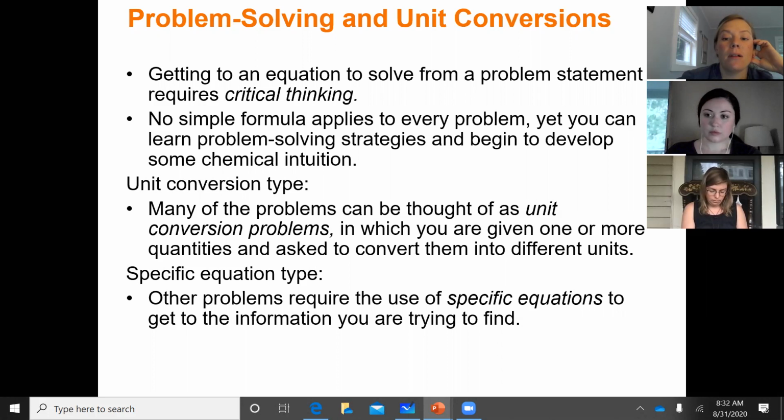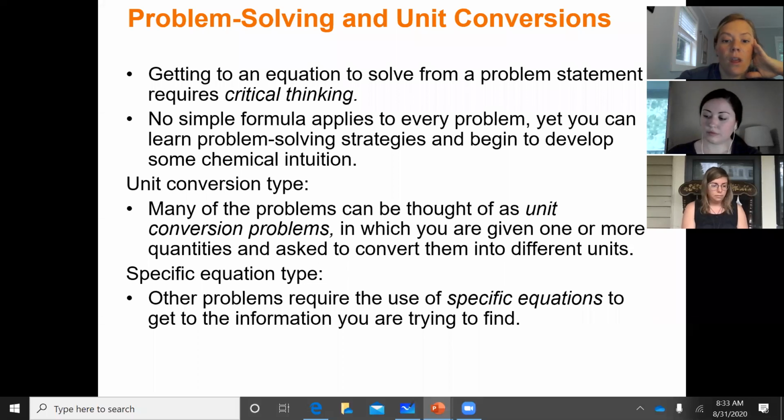So many of the problems throughout this class can really just be thought of as unit conversion problems. It's going from one unit to another unit. That's what a lot of this class is. You're given one or more quantities and asked to convert them into a different set of units. There are some situations where you have a specific equation and you wouldn't use unit conversions, okay? An equation would be, hey, density equals mass over volume, and I'm giving you density and mass, you solve for volume. You plug them into the equation.